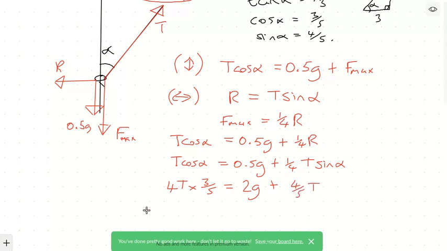Take the t's over to be united. They want to be together. So that's 12/5 t minus 4/5 t. Well, that's 8/5 t equals 2g. And so t is going to be 2 times 9.8 times 5 divided by 8. And it comes to 12.25 newtons. And you've got yourself 7 marks.